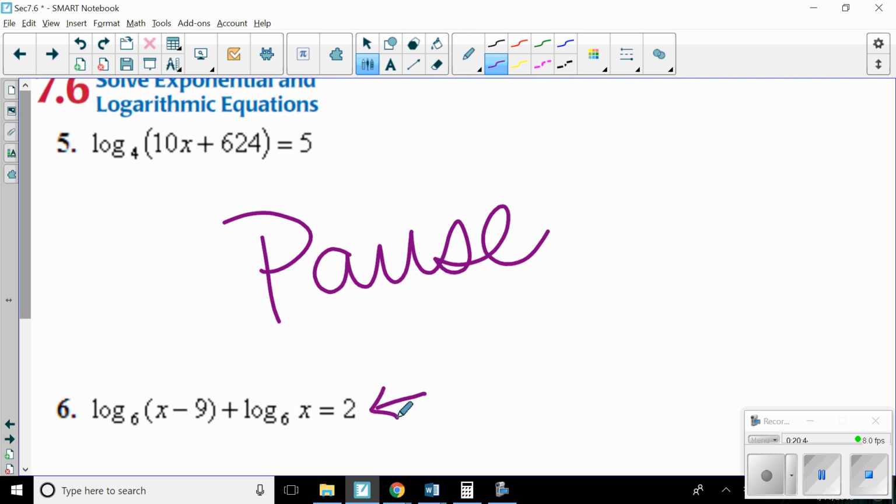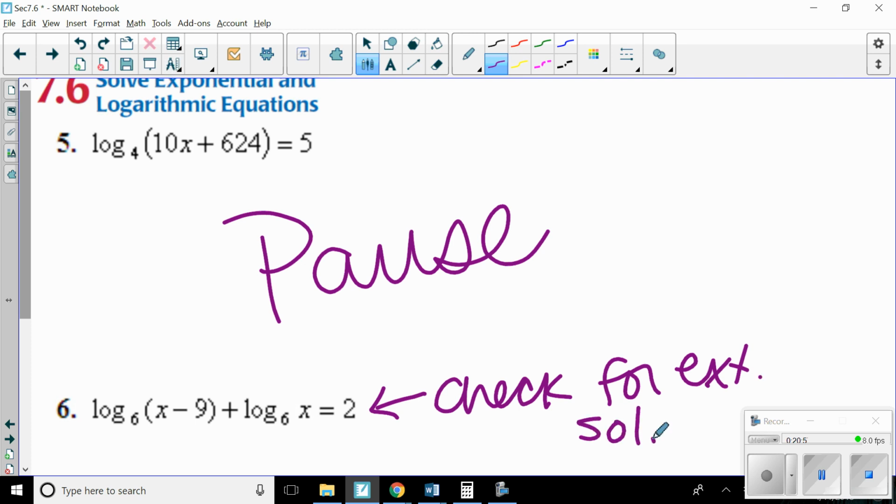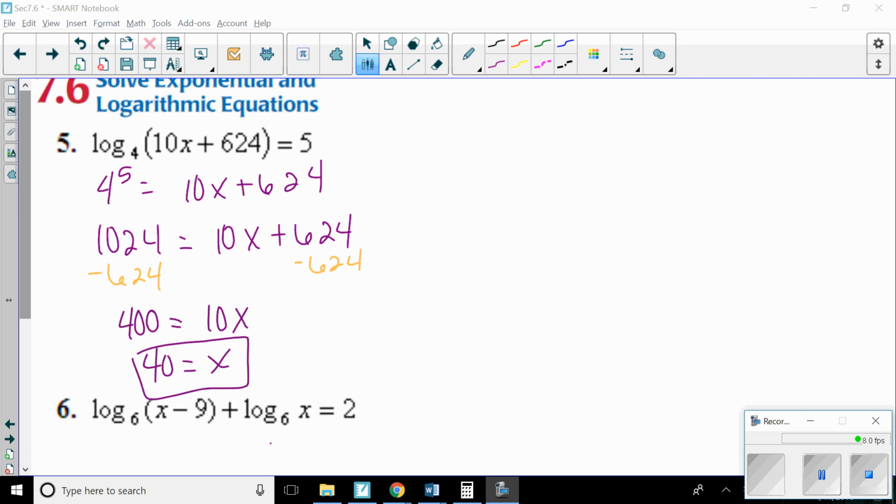Remember, in this one, since you have log base 6 of x minus 9 plus log base 6 of x, you want to check for extraneous solutions. All right, again for this one, we need to write this in exponential form, which is 4 to the 5th power equals 10x plus 624. And then we're going to solve for x by subtracting 624 from both sides and then dividing by 10. So our x value is 40.